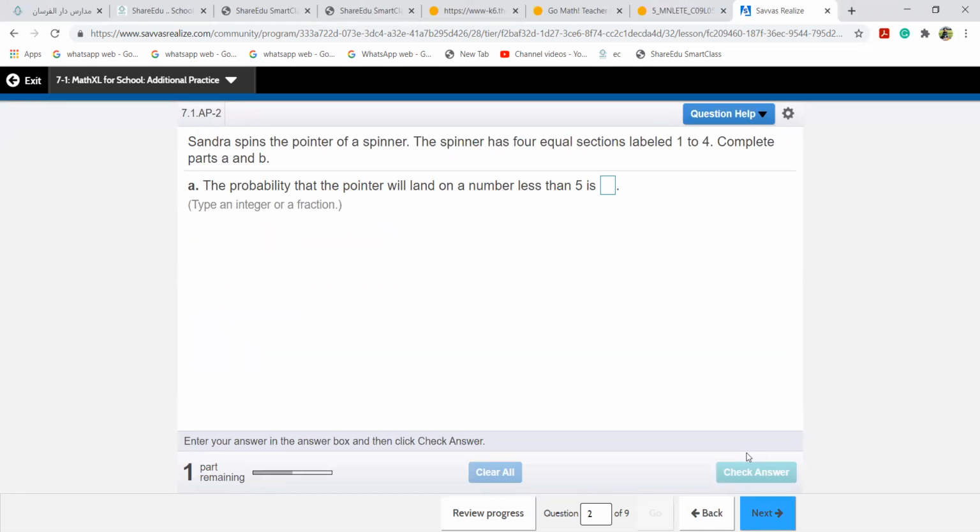Who's going to answer this? Okay, Dana. Sandra spins the pointer of a spinner. The spinner has 4 equal sections. If I draw a spinner here, 4 equal sections means this way. Complete the sentence: the probability that the pointer will land on a number less than 5.